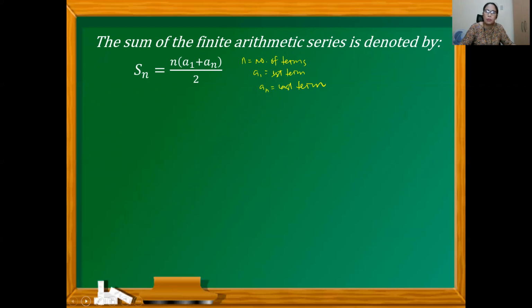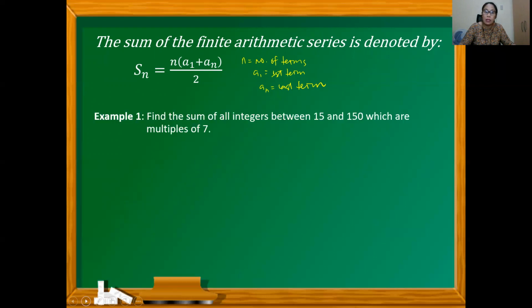So the sum of a finite arithmetic series can be evaluated, and we call this convergent, while the sum of an infinite arithmetic series cannot be evaluated, and this time we call this divergent.